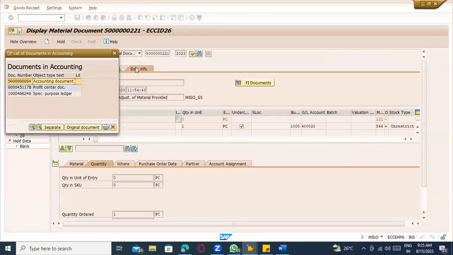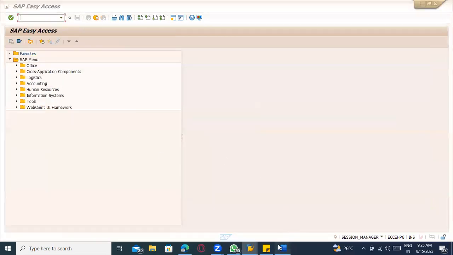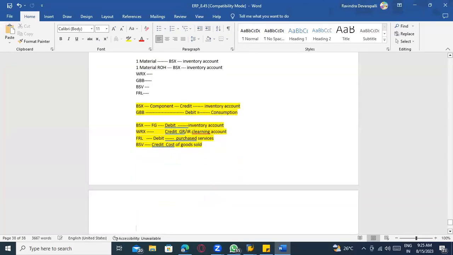You can see the checkbox and all. The checkbox will be there. If it is not short receipt or something, you can uncheck this. So any questions here? No, I'm done. This is the process for the subcontracting process.